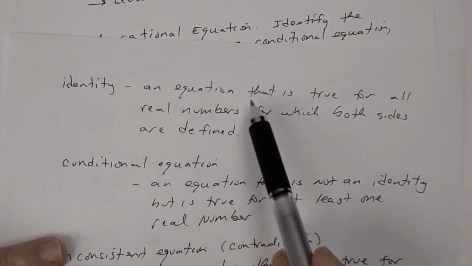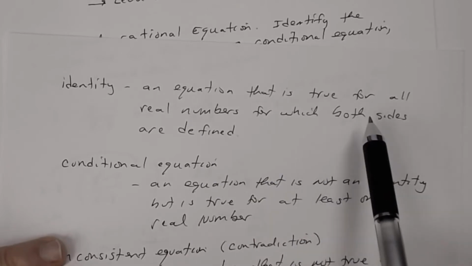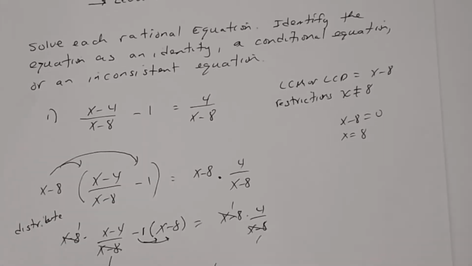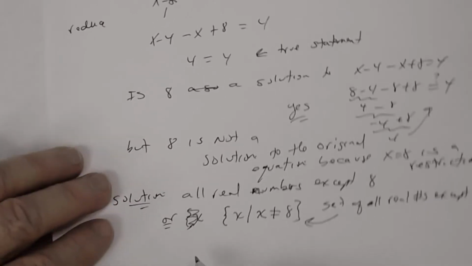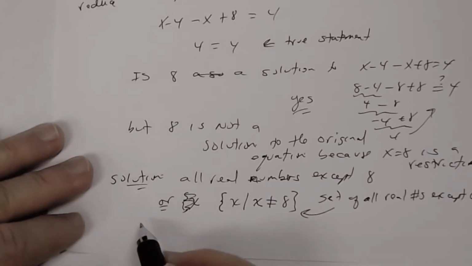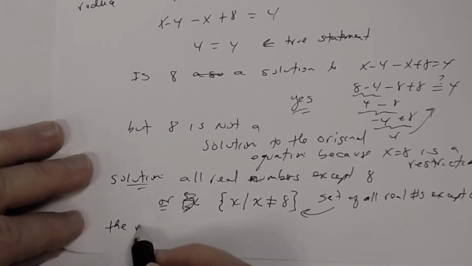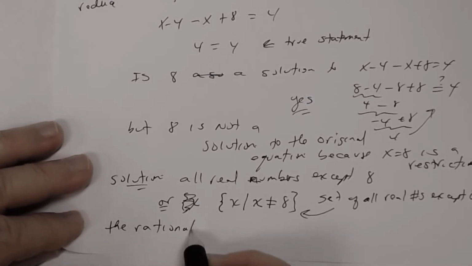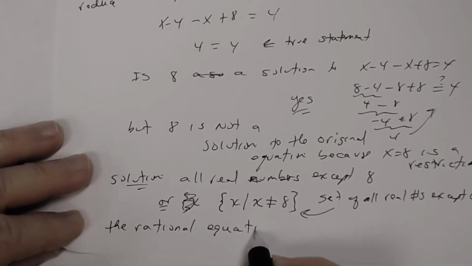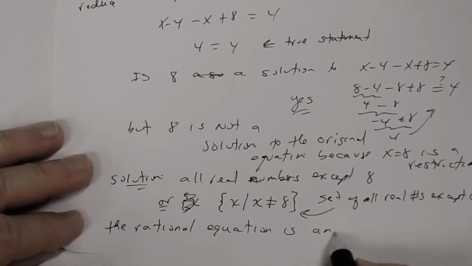An identity is an equation that is true for all real numbers for which both sides are defined. All right, so this is an identity. So this equation, we'll write it down here, the rational equation is an identity.